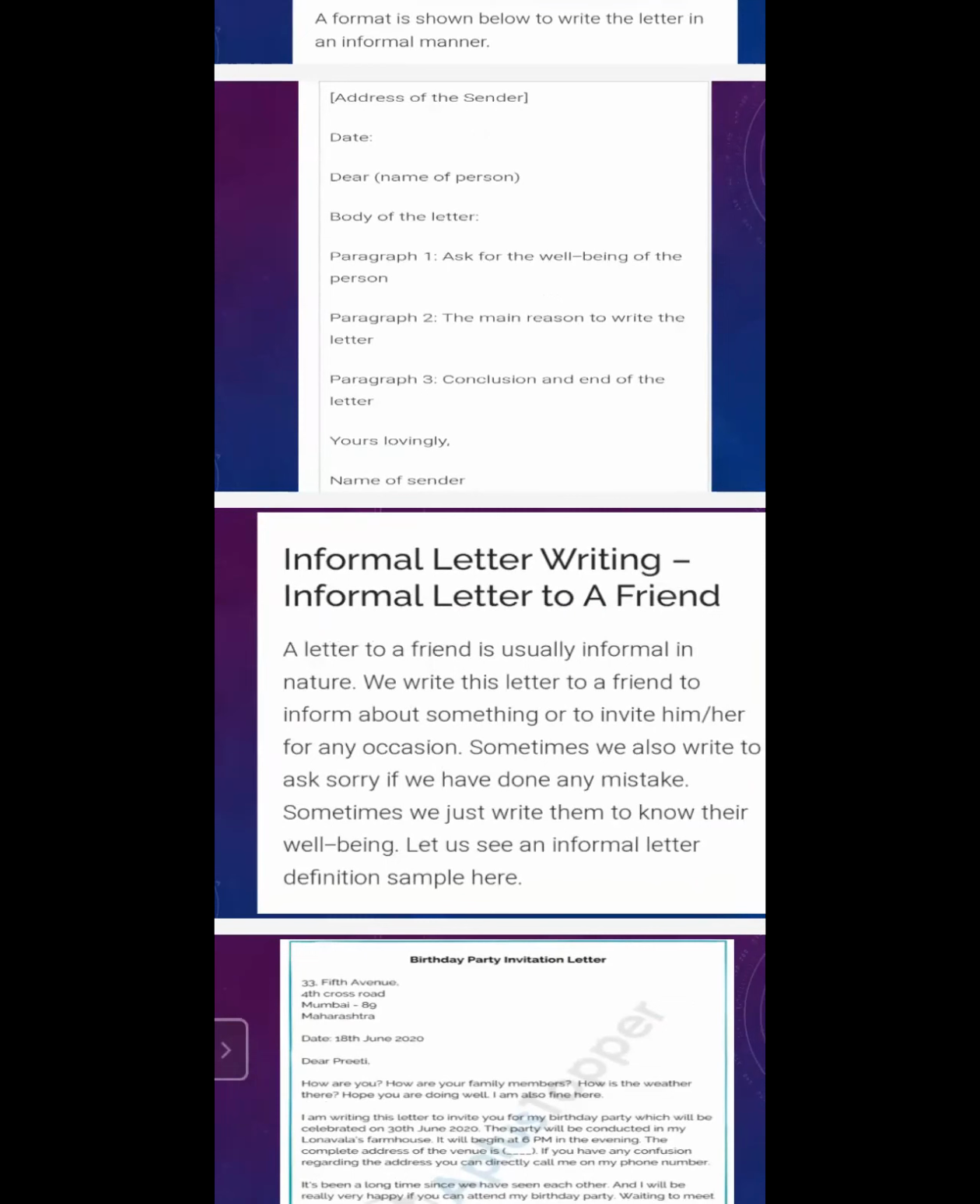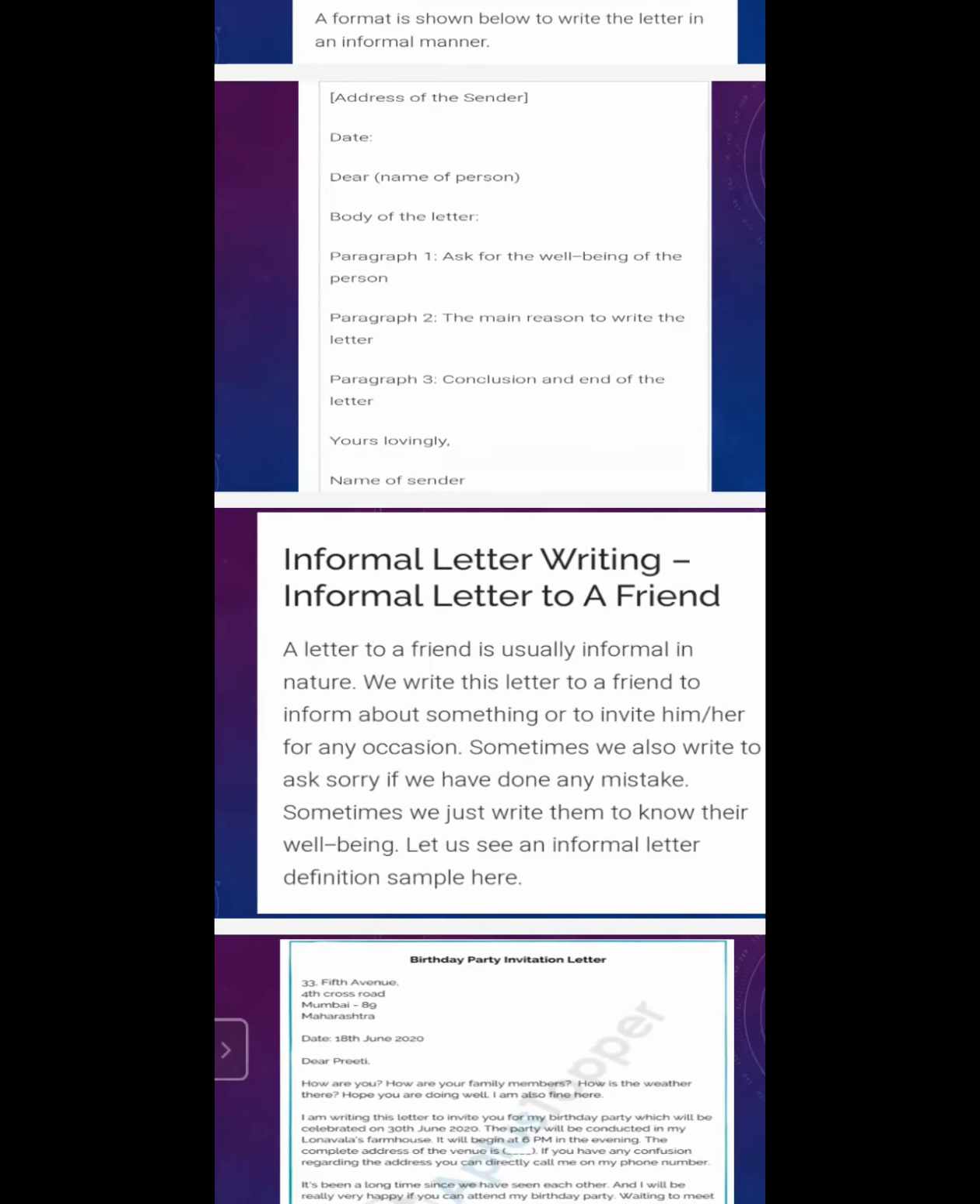First, we have to write the address, then the date, then "Dear" and the name of the person, then the body of the letter. The subject we do not write. And if the sender's address is given in the paper, then only we write the sender's address. If it is not, don't write.